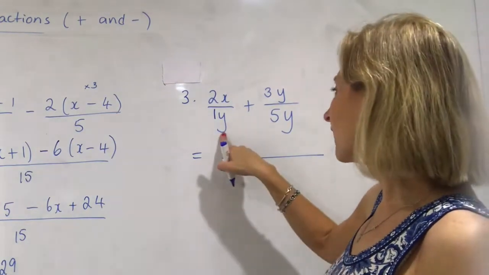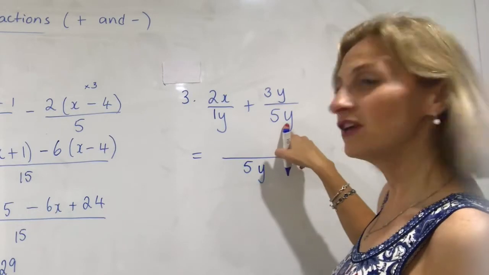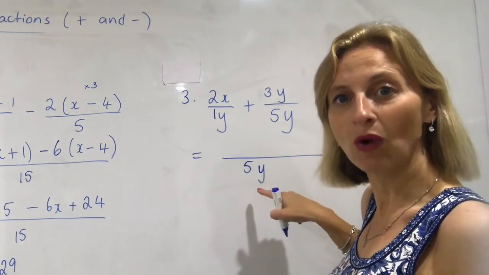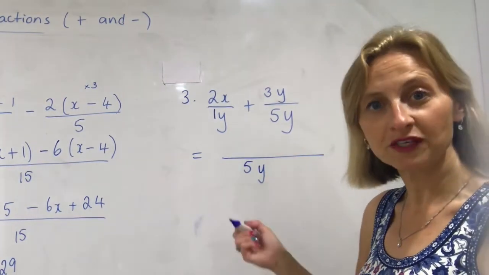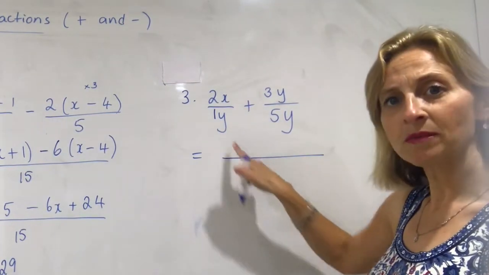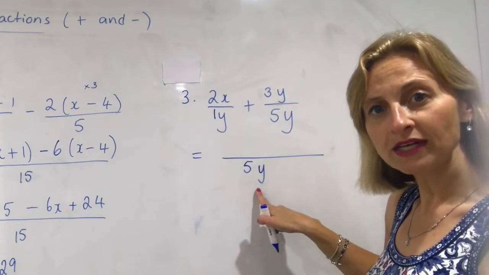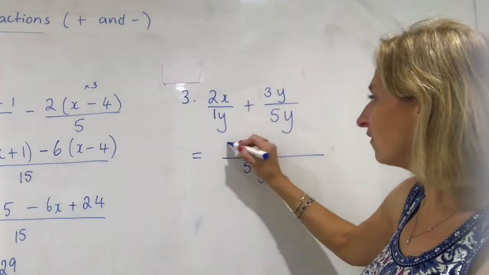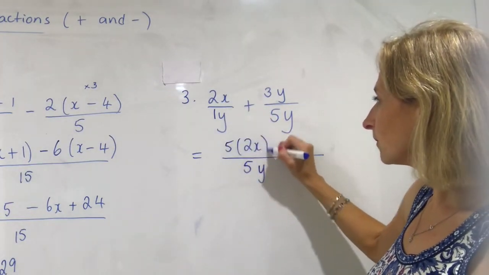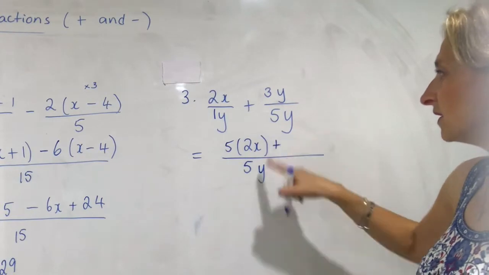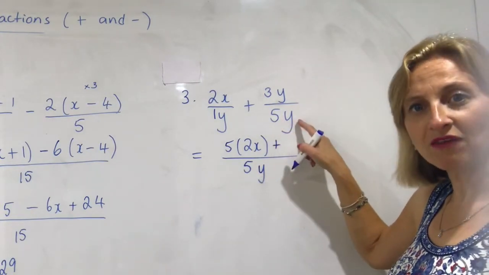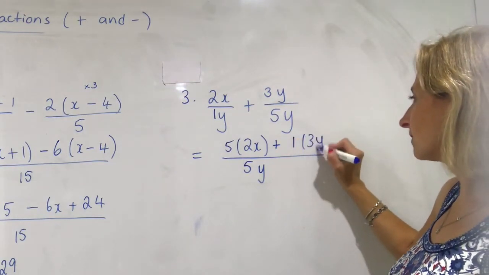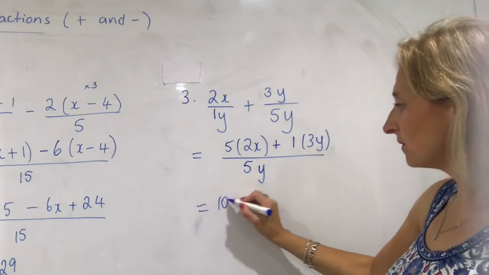Then I have a y over here, so I need a y. And over here I have a y, but I've already written the y down. So I only need to write it down once. Then we need to think about what's left. Y times what gave me 5y? Y times 5 would give me 5y. So I need to times the top by 5. The next one, 5y times what gives me 5y? 5y times 1. So it's 1 times 3y. I expand the top. This is the easy bit.